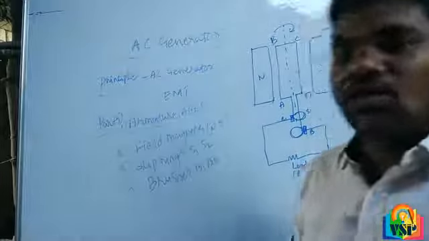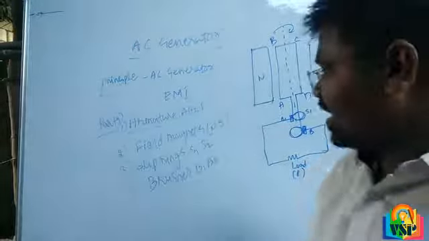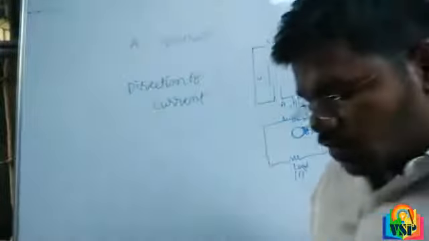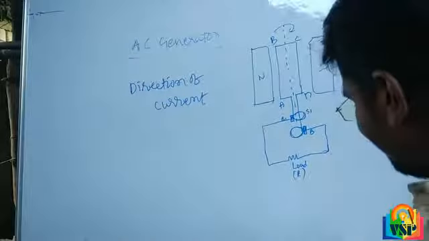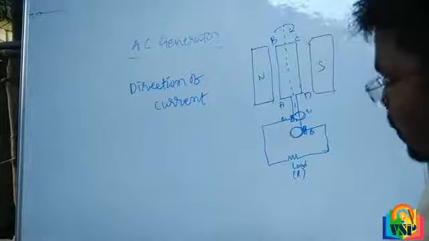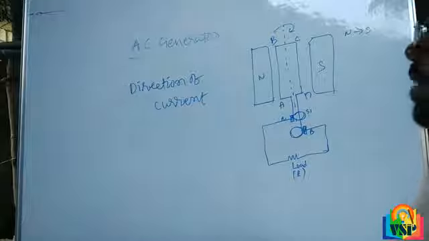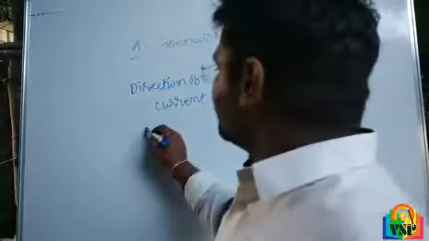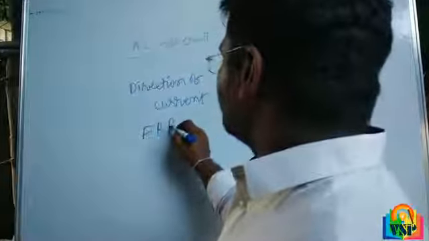Then how can we find the correct current direction? What is the direction of current? We know that the current is generated. Now, how can we find the direction of current? We have to find the direction of current based on Fleming's right hand rule.